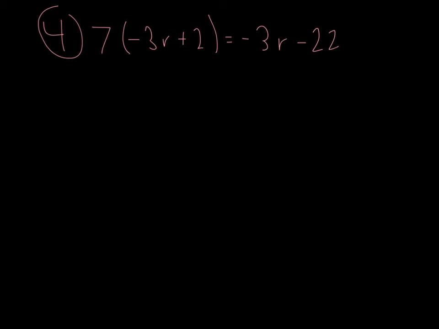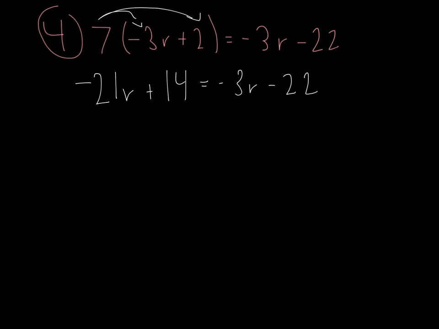Next here we've got another similar problem. So first step is we need to distribute that. That's 7 right here. So we're going to multiply 7 times that. We multiply 7 times that. So we get negative 21r. And then 7 times 2 is plus 14. Is equal to, this side remains the same for now.